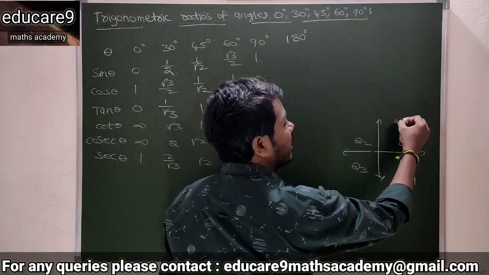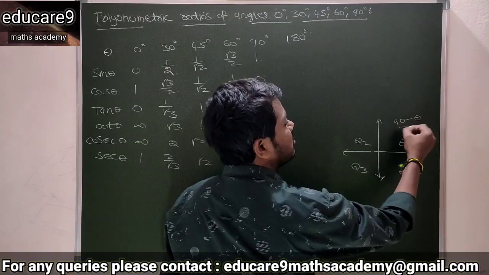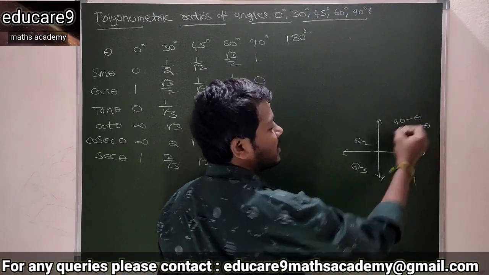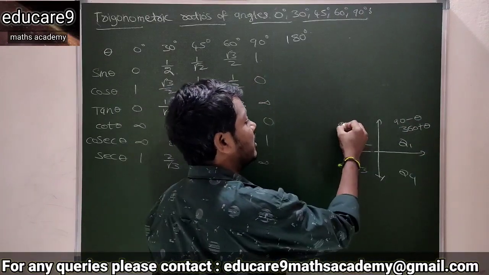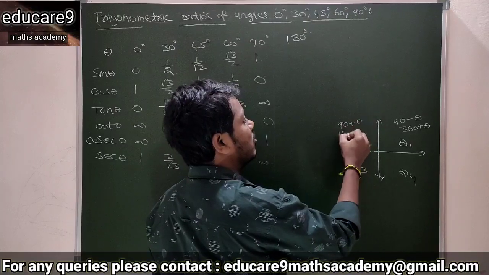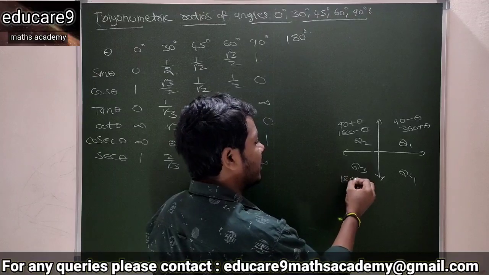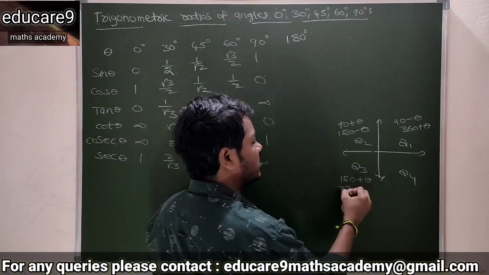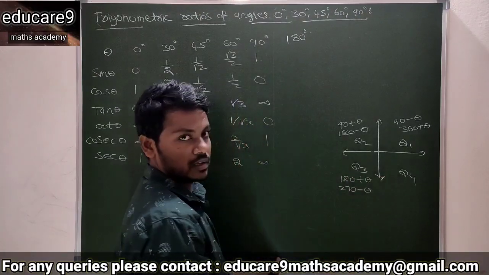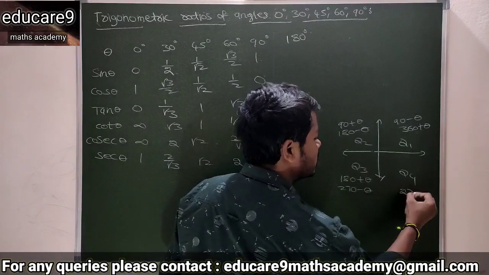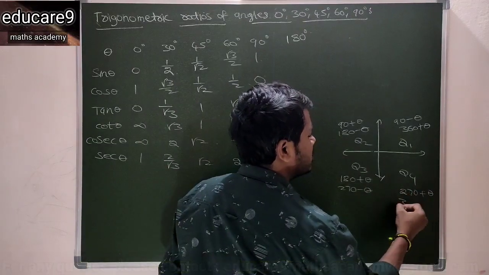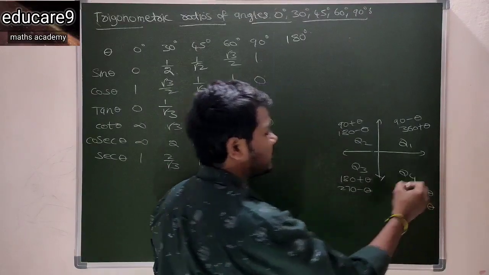In the first quadrant: 90 minus theta, 360 plus theta. In the second quadrant: 90 plus theta, 180 minus theta. In the third quadrant: 180 plus theta, 270 minus theta. In the fourth quadrant: 270 plus theta, 360 minus theta.